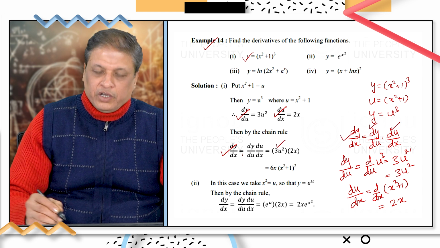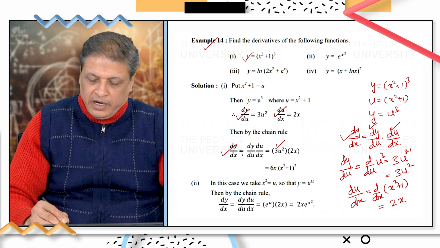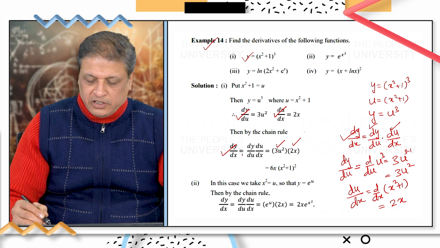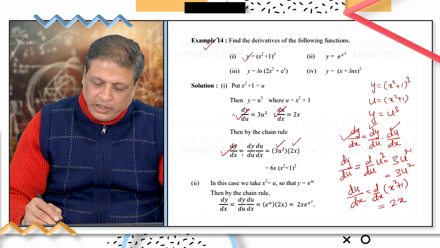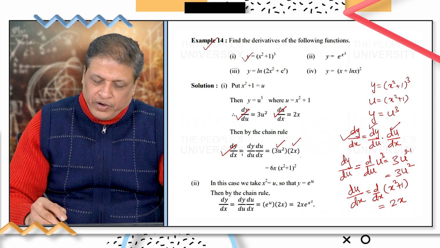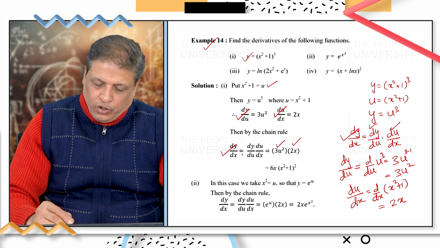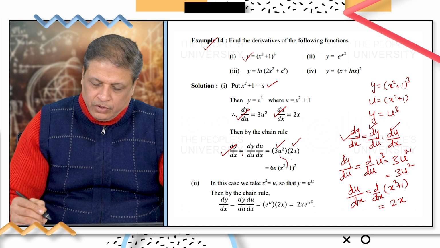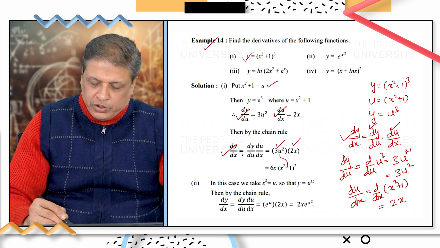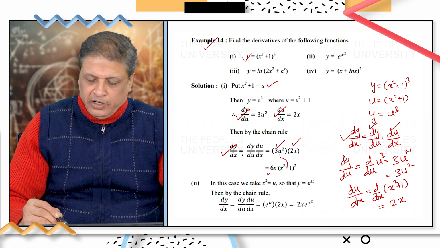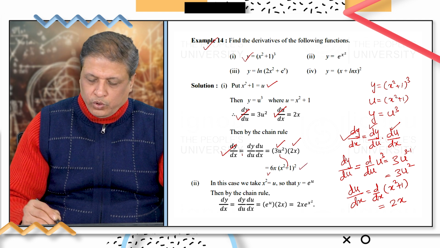What is dy by du? Dy by du is 3u square and du by dx is 2x. So what is u, in fact? u is x square plus 1. So substituting the value of u, you get 3 into 2 is 6, so 6x into (x square plus 1) whole square.